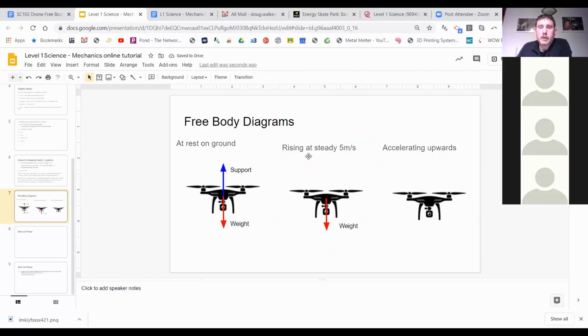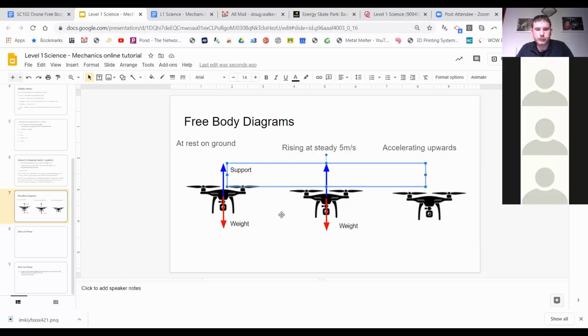Now, if it's rising at a steady 5 meters per second, that means it's a constant speed. And this is the part that really trips up people. Whether the object is at rest or at a constant speed, the forces are balanced. And so we should have an upwards acting force that's the same magnitude as weight. We could possibly go a little bit deeper with that. I'm going to keep it reasonably simple, although I might talk over a slightly harder concept in a moment.